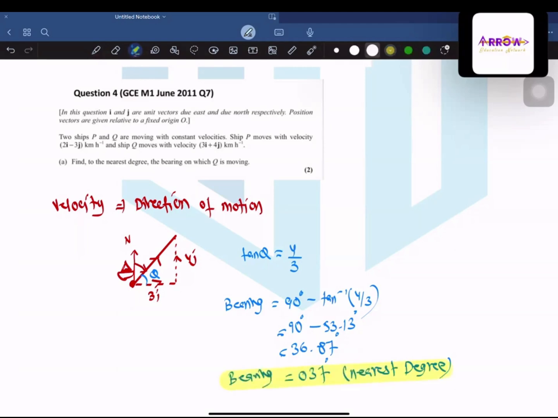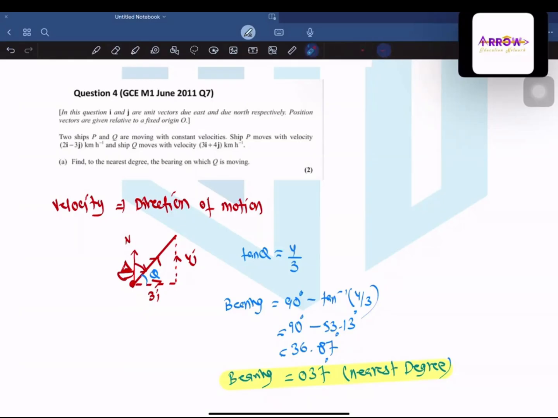A usual practice is to write the bearing as a three-figure number. Sometimes if you forget to write it as a three-figure number, if you just write 37 degrees, that is also fine. But you should try to be consistent with the usual mathematical approaches. So this was the requirement of part A.